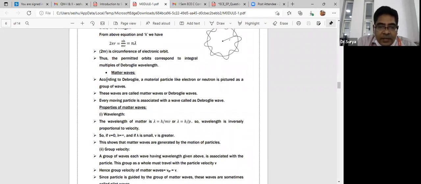Matter waves, according to de Broglie: a matter particle like an electron or neutron is pictured as a group of waves. These waves are called matter waves or de Broglie waves. Every moving particle is associated with a wave called a de Broglie wave. Property of matter waves: that is wavelength.